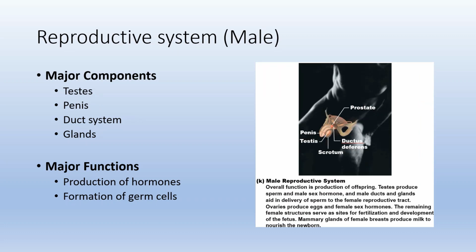The reproductive system is divided into male and female. The major components of the reproductive system seen in the male include the testes, the penis, the duct system, and glands. The major functions of the reproductive system are the same for both male and female for the most part. But overall, we will see the production of hormones. In the male, we will see the production of testosterone, and then the formation of germ cells in the form of sperm cells.